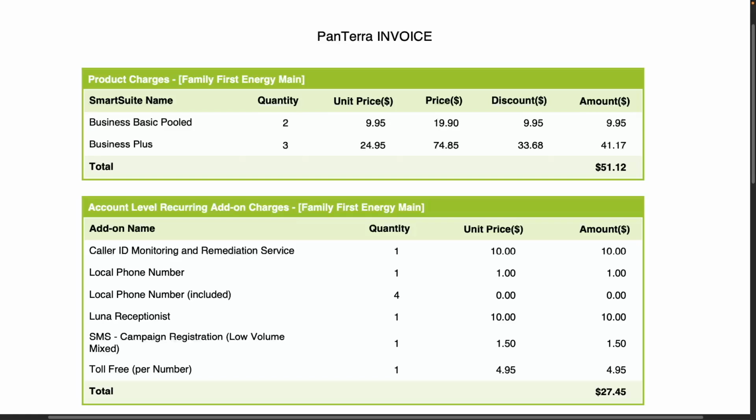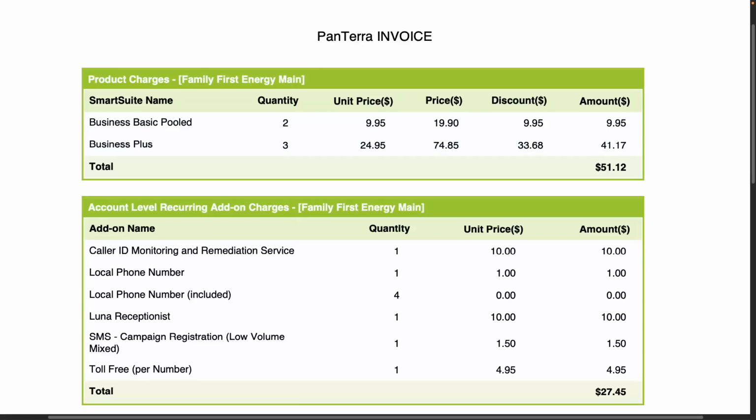Now, starting with the Business Basic Pooled, the total retail price is $19.90, and in this case, a discount is applied, bringing the final amount to $9.95. Next, looking at Business Plus, the total retail price is $74.85, and again, in this example, a discount is applied, bringing the final amount to $41.17. That brings the total product charges to $51.12.